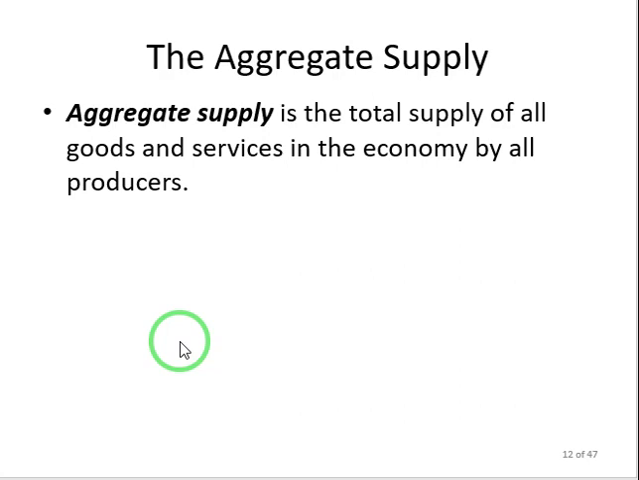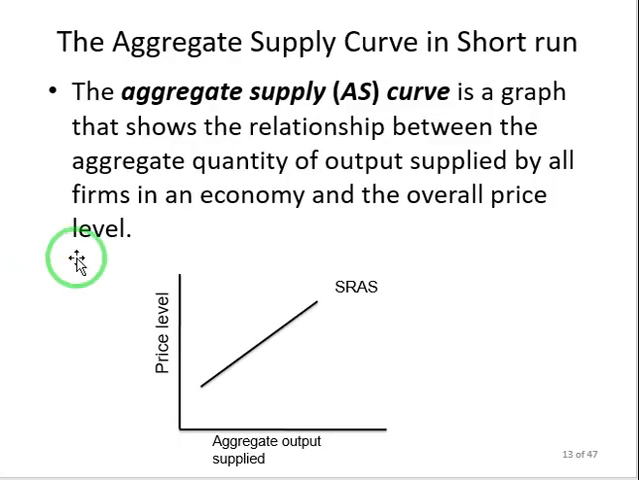So this is a very simple definition of aggregate supply. Let me repeat again. Aggregate supply is the total supply of all goods and services produced by all producers in the economy. So when we talk about the relationship between aggregate supply and price level, there is a positive relationship, we can say, between the output production in the economy and price level.